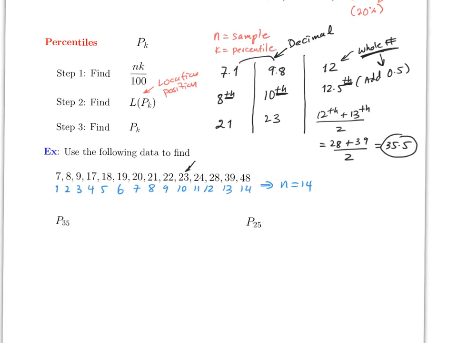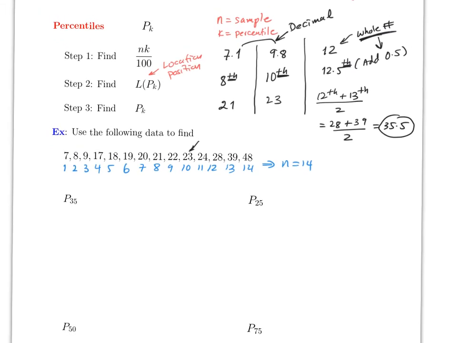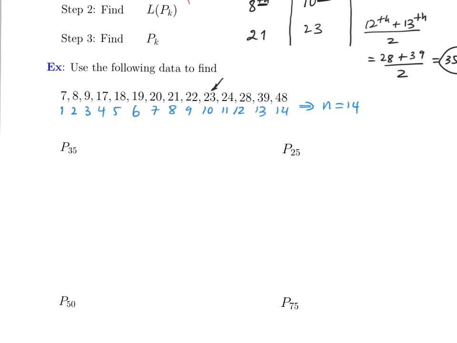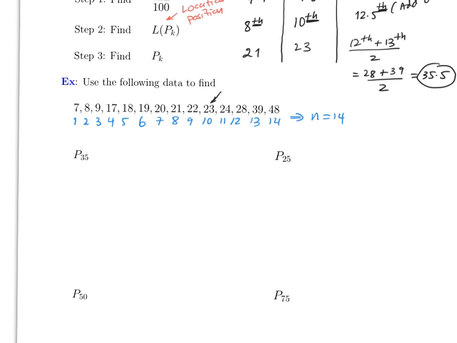Okay, so let's do an example now. The question is asking us to find P35. So this means the value for K is 35. So step 1, which is the only one we haven't done, you need to do nK over 100. So in our case, remember n is 14 from here. That's the total number of points.